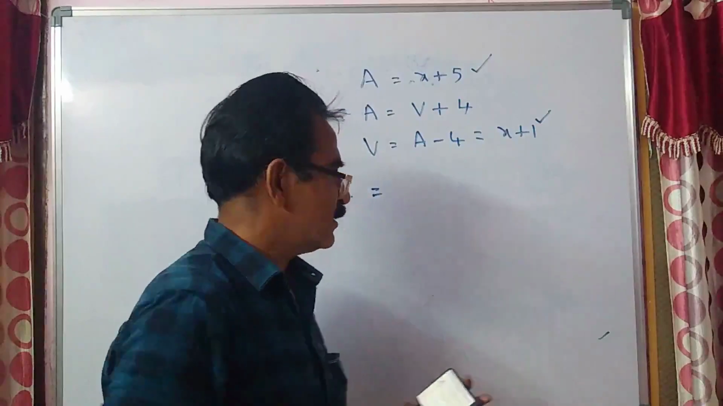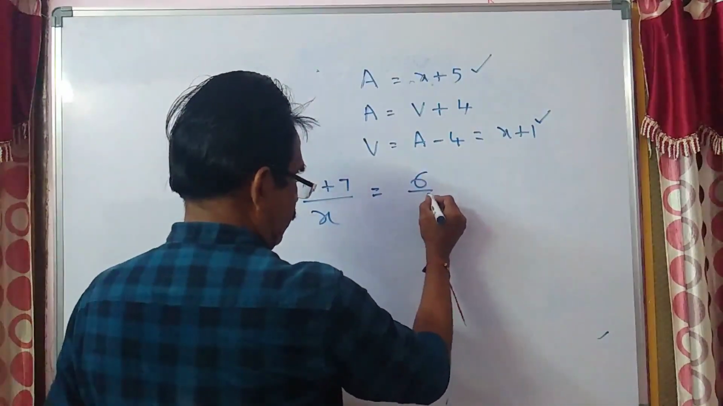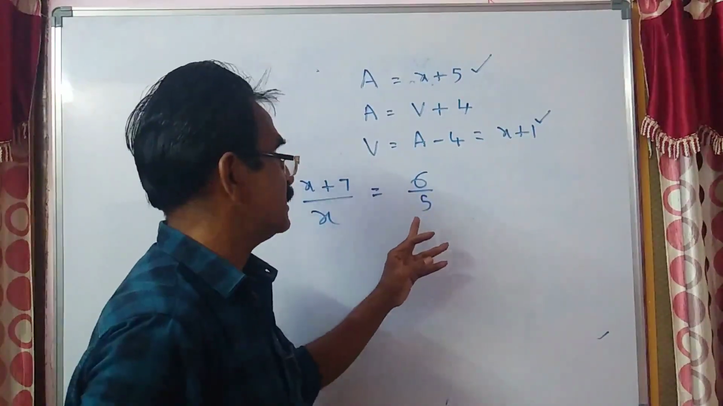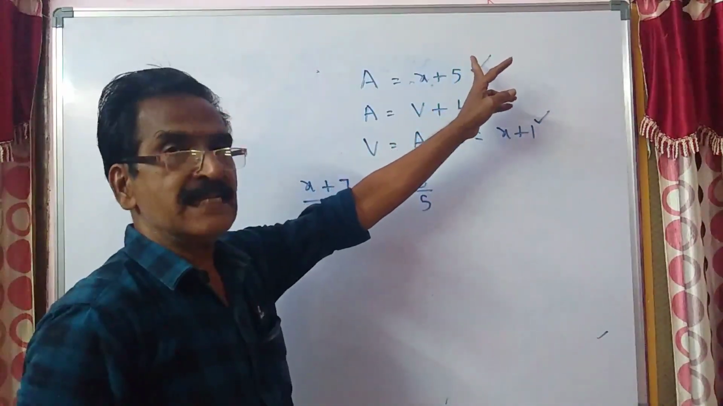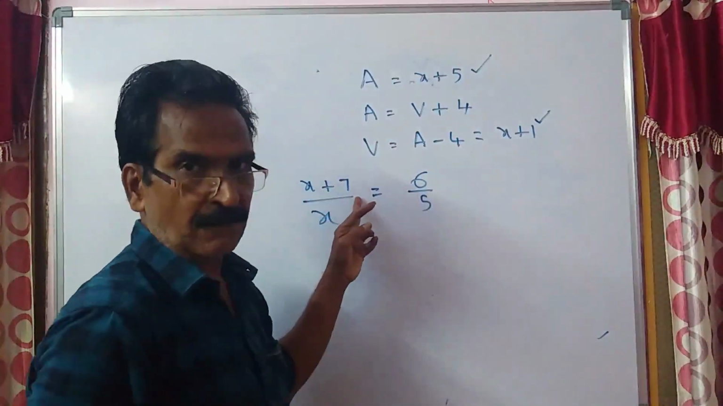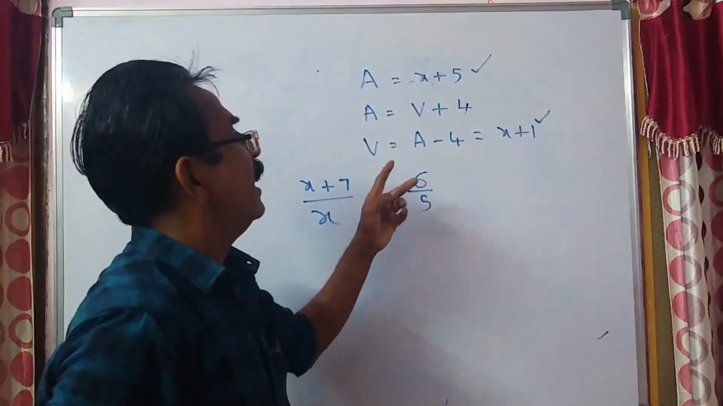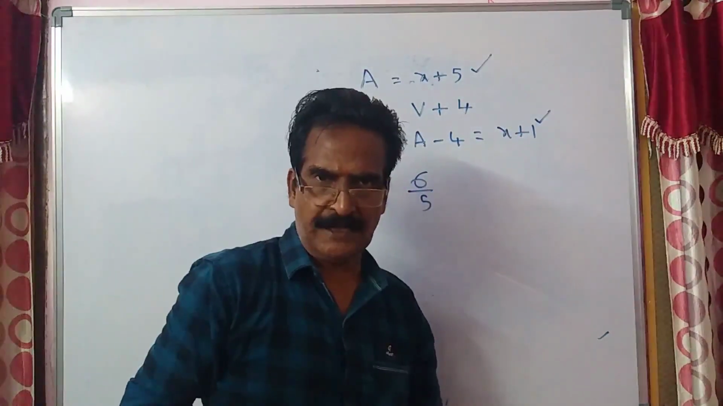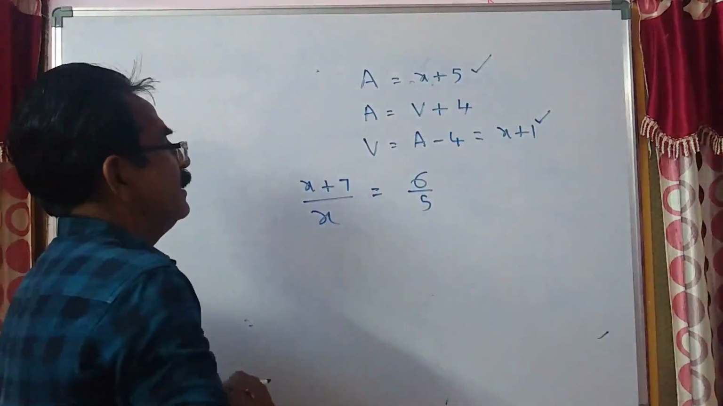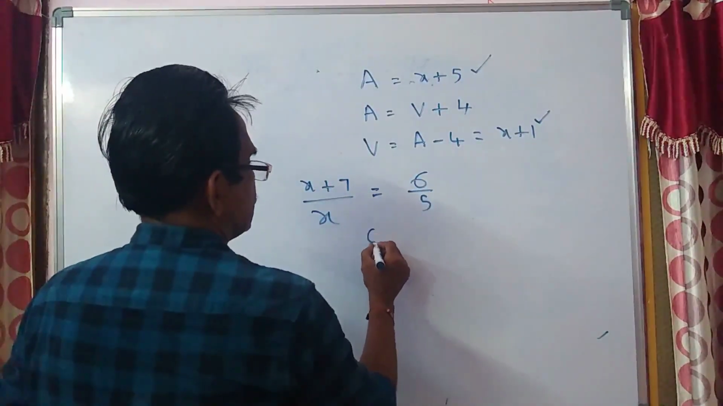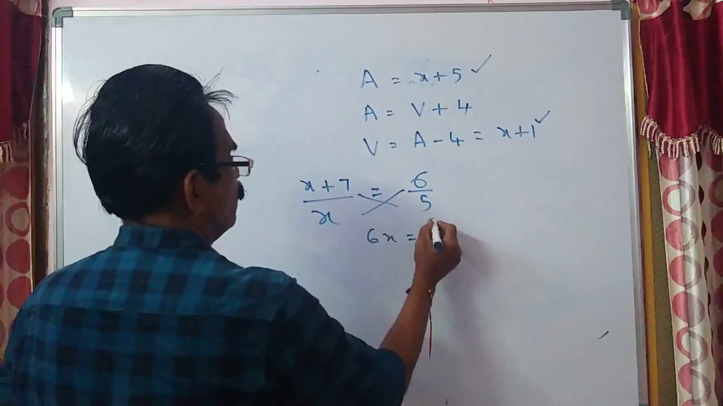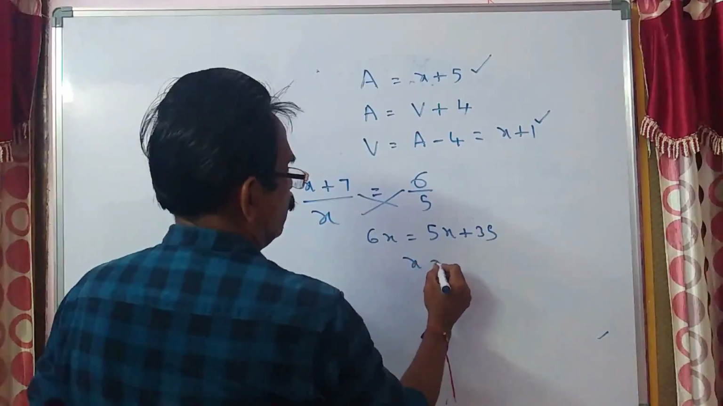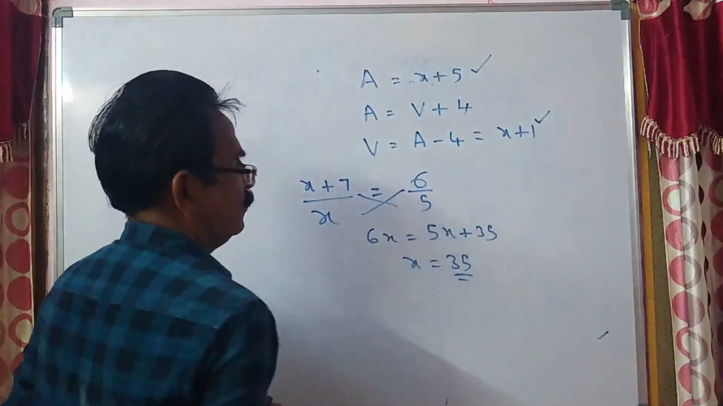What is that ratio? 6:5. Here the ratio 6:5 is equal to Arun's age after 2 years and Varun's age 1 year before. So x. Now let us find x. 6x is equal to 5x plus 35. X is equal to 35.